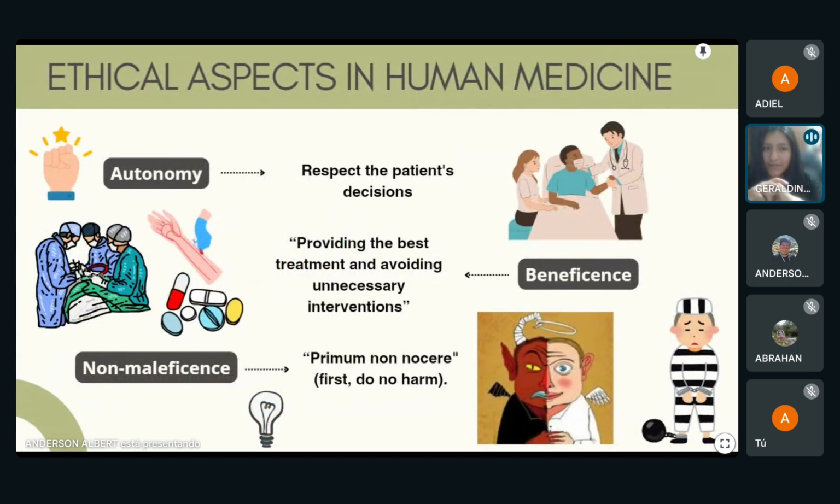The ethical aspects in human medicine. The first is autonomy, respecting the patient's decisions. For example, this principle defends the right of patients to make informed decisions about their own health. As doctors, we must explain the procedures to be performed and obtain the necessary authorization.